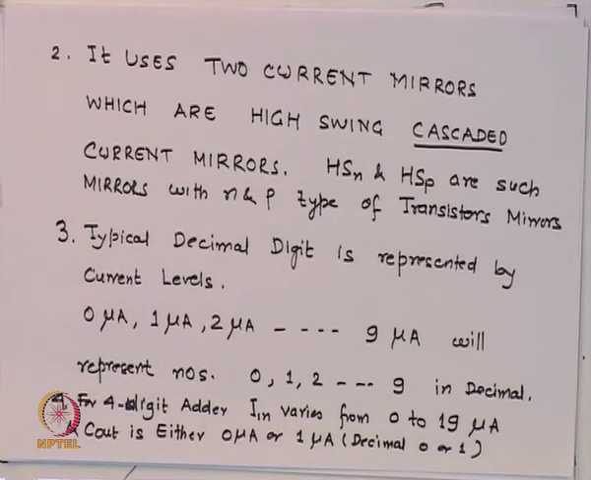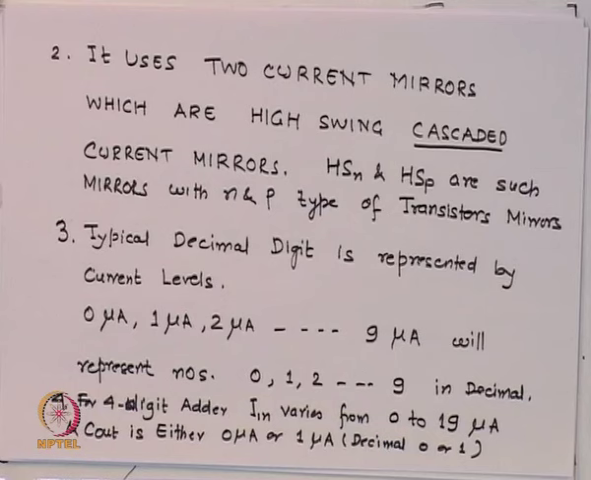The way we define the typical decimal digit is represented by current levels. I already said we are talking of multi-valued current logic. So, let us say there are 10 digits, 0 to 9. So, we have 10 currents: 0 microamp, 1 microamp, in steps of 1 microamp. You can have any other step, but the example is 1 microamp. They may represent numbers: 0 microamp shows 0, 1 represents 1, and 9 microamp represents 9 in decimal.